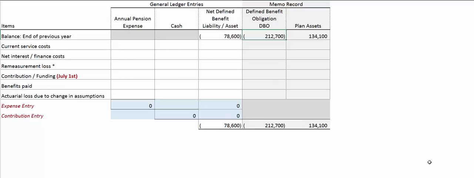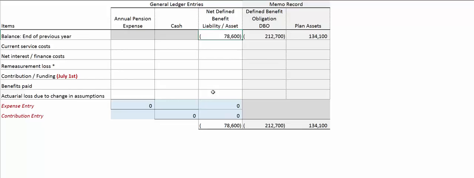But first things first, back to the beginning, we're going to record the plan assets and the defined benefit obligations that were in place at the end of last year. They are always the opening balances for the current year, and we can see that at the end of last year we had underfunded our plan by $78,600. So let's see what wonderful things happen this year.